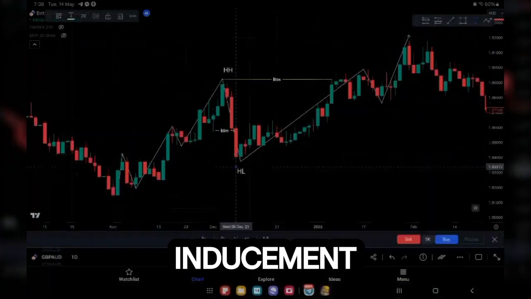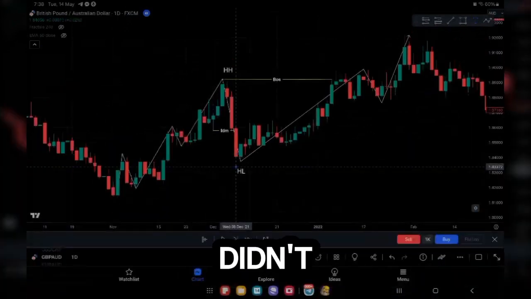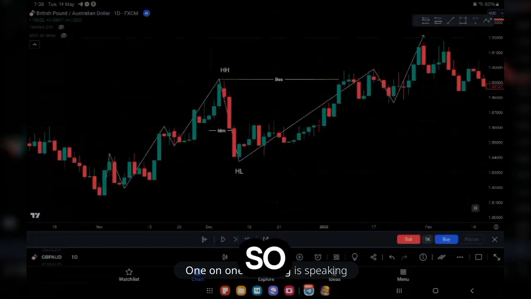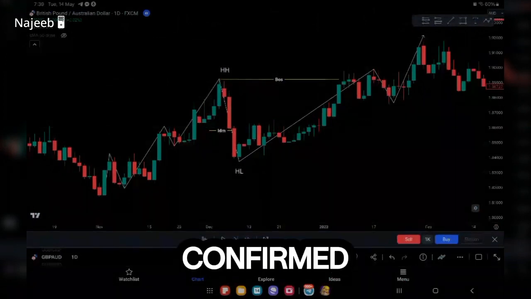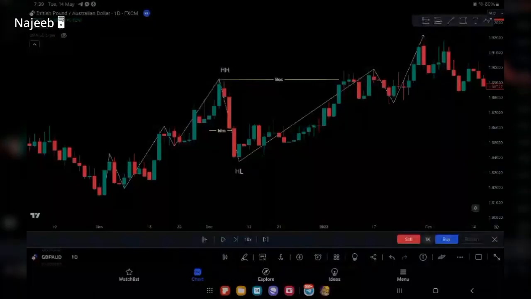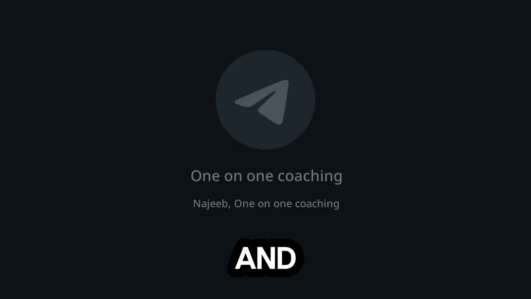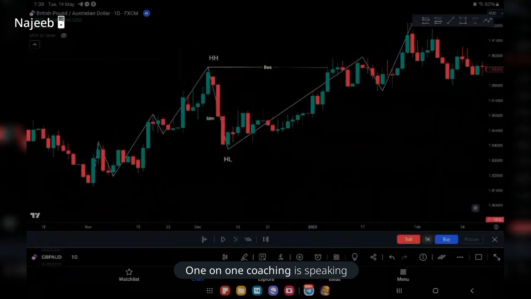Where is the inducement that the higher low took out? You said that there needs to be an inducement taken out for the higher low to be confirmed. No, I said the break of structure has to be confirmed. So we've seen a valid break of structure up here.